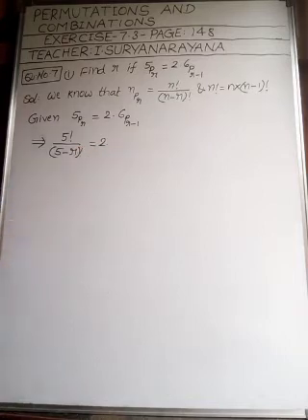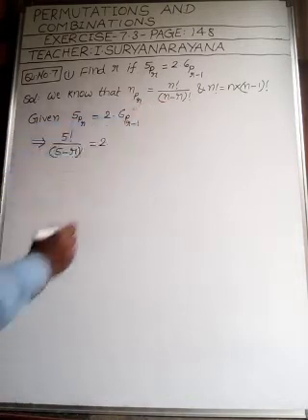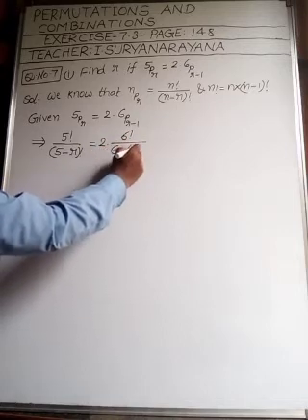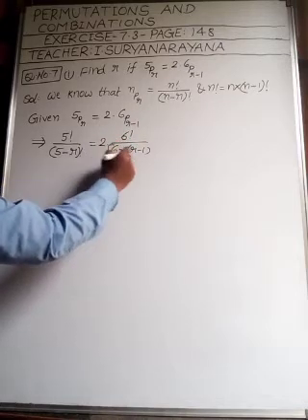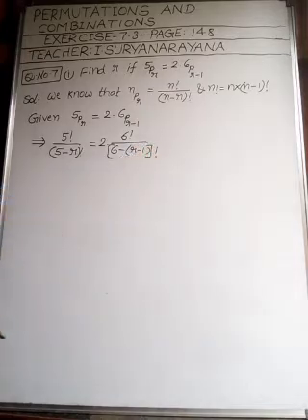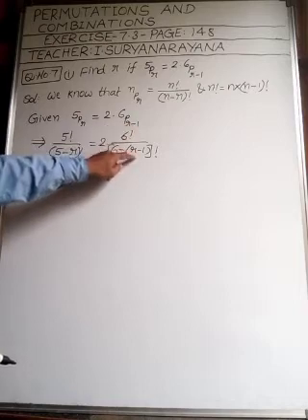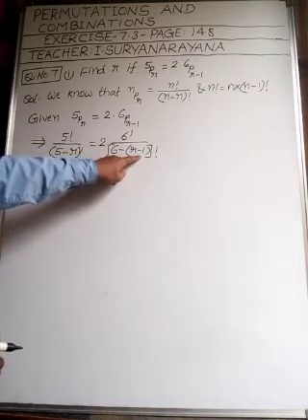2 into, again use the same formula. 6 factorial by (6 minus (r minus 1)) factorial. The same formula I am substituting, n is equal to 6, r means r minus 1. Understood this step, my children?